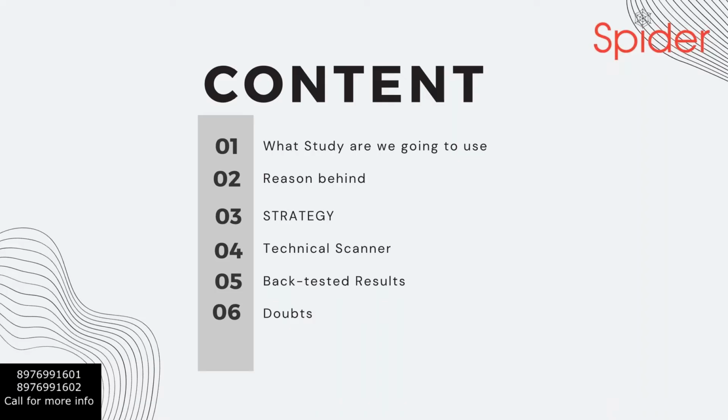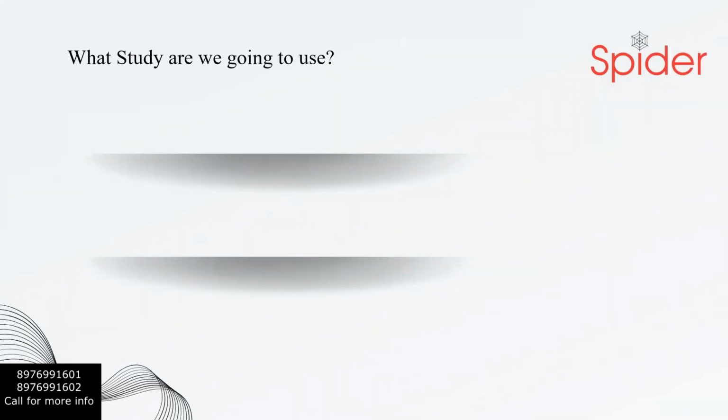Okay. So starting with the webinar, the main question that arises right now is what study are we going to use? For swing trading, if you think about any indicator, so many indicators will come into your mind, such as swing percentage, then it could be RSI, then it could be Supertrend. But what we are going to use today is smooth stochastic RSI. We are not using RSI, we are not using the stochastic oscillator, we are using smooth stochastic RSI.